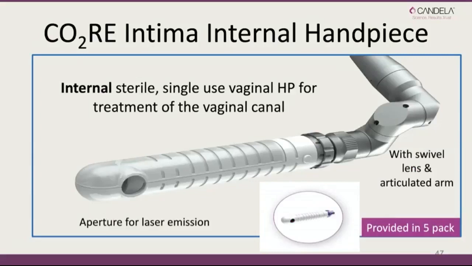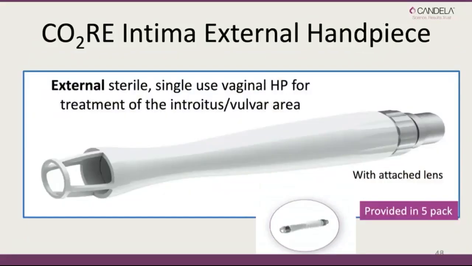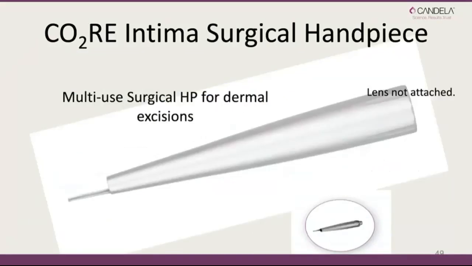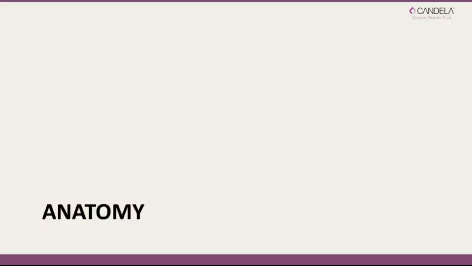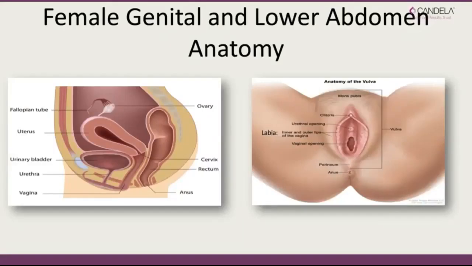So here we see that single-use handpiece for the vaginal insertion, and the external, sterile, this is autoclavable, vaginal handpiece for treatment of the external regions, and the multi-use surgical handpiece. So this is a complete portfolio of vaginal rejuvenation or feminine rejuvenation options.